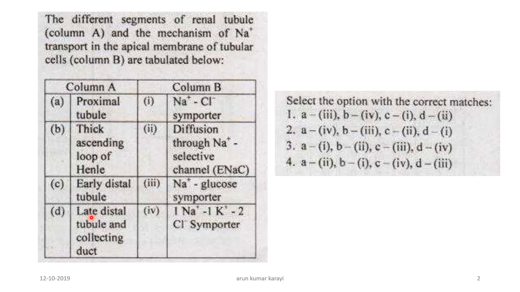And finally, D is the late distal tubule and collecting duct, where you had already seen that sodium ions were selectively being reabsorbed. So D will be 2. The answer is option 1, which is A3, B4, C1 and D2.